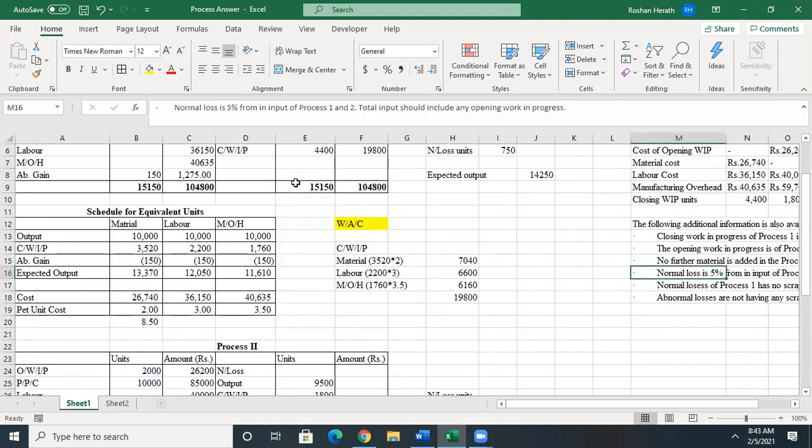The normal loss is 5% from the input of process 1 and 2. The total input should include any opening WIP as well. So here this is a good point that you must consider in case of the examination, especially when you are taking the normal loss. You need to take it as the way it is said in the question.